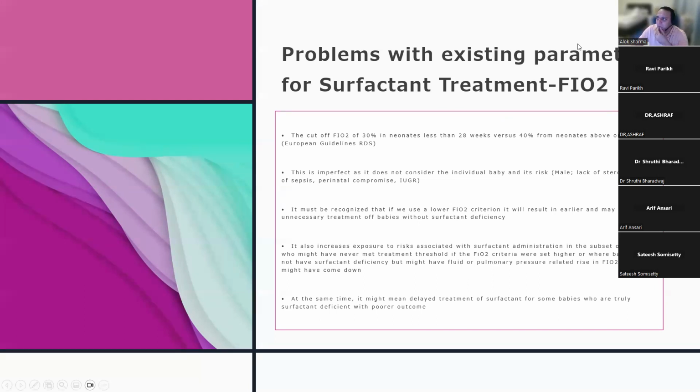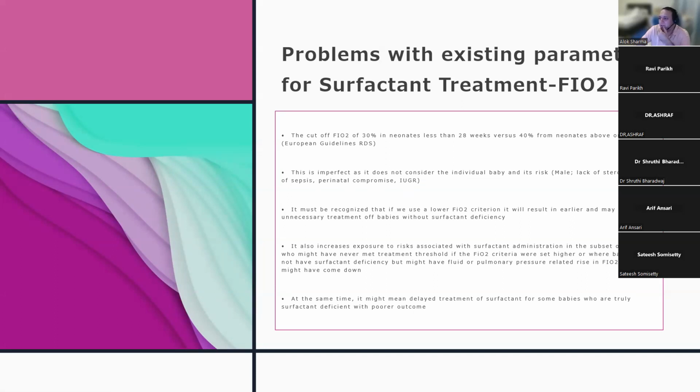Now, for me, one other very big problem with just using FiO2 alone, so just saying that if you're less than 28 weeks and you're over an FiO2 of 30%, I'm going to give you surfactant, is that it doesn't individualize to the baby. For a baby who doesn't have steroids, who is a boy, where there is an element of perinatal compromise, it may well be that that baby needs surfactant at an FiO2 that is less. Alternatively, if you are quite stressed in an IUGR baby who has an element of sepsis, you might actually have a better lung condition at birth.